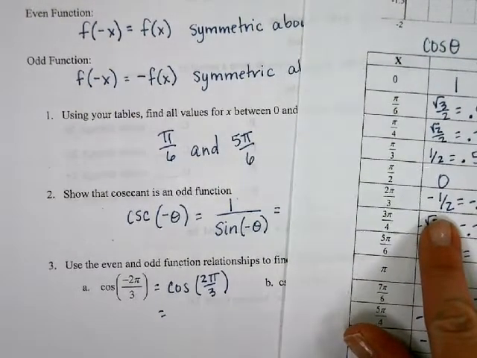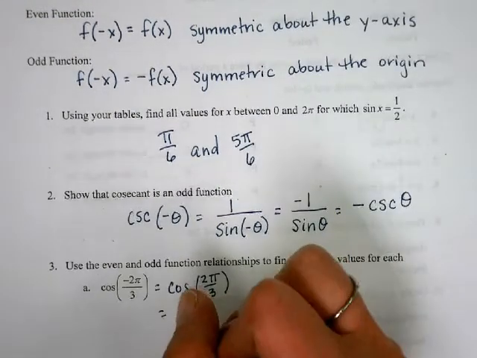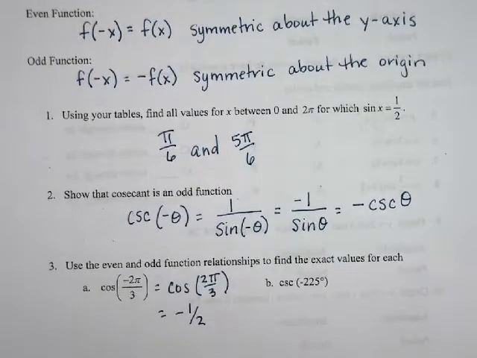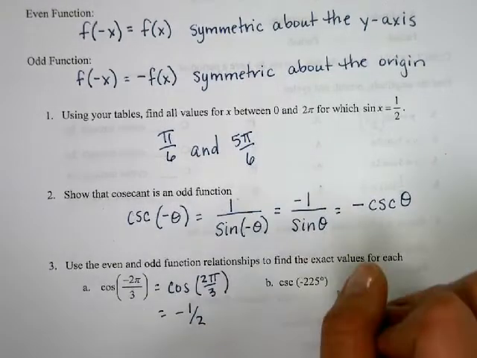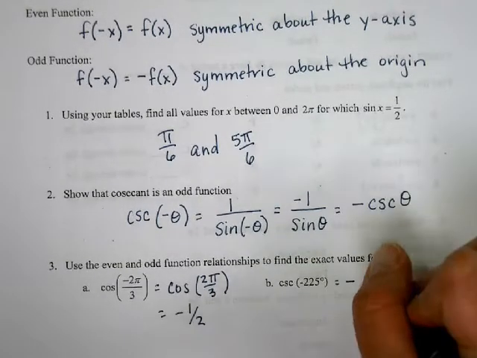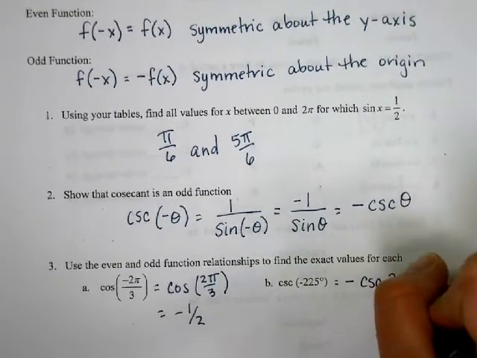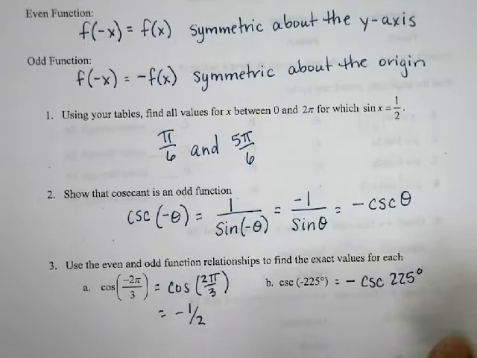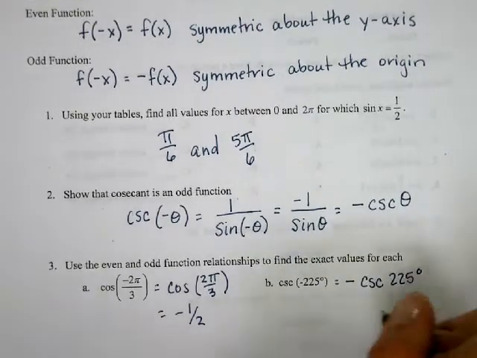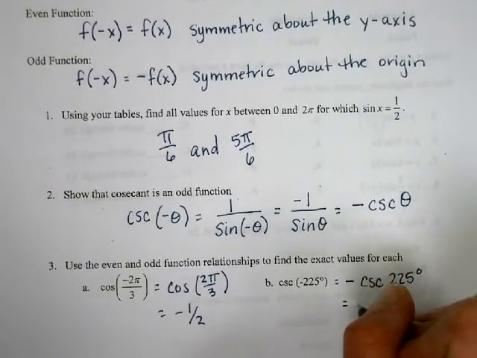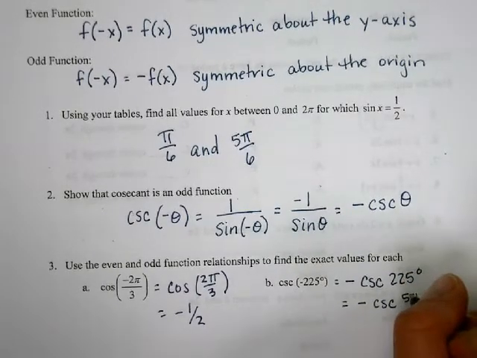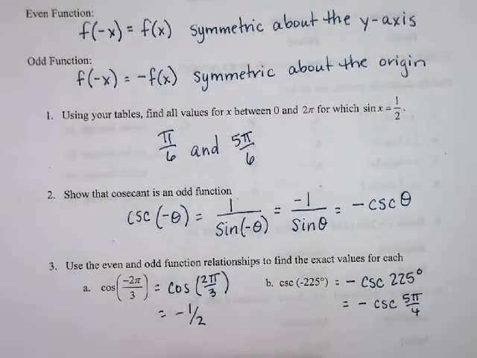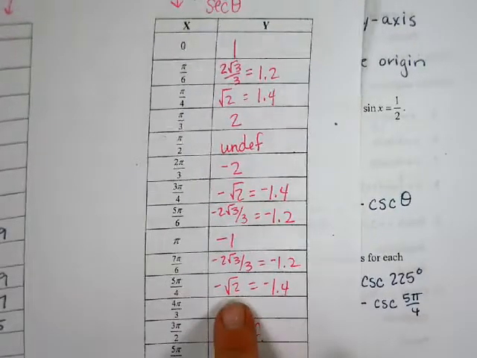Cosecant of negative 225. Well, we just determined that cosecant is an odd function. So this guy is the same as the negative cosecant of positive 225. And 225 on my circle is 5 pi over 4. Pi over 4 is right there. So this guy is negative root 2. So root 2.